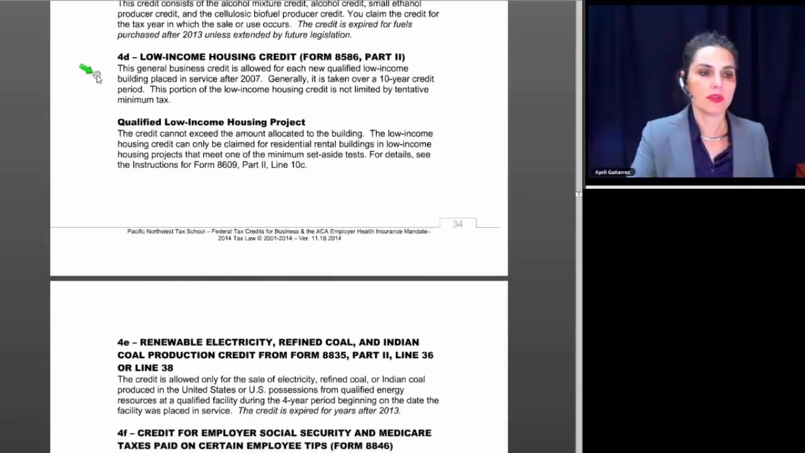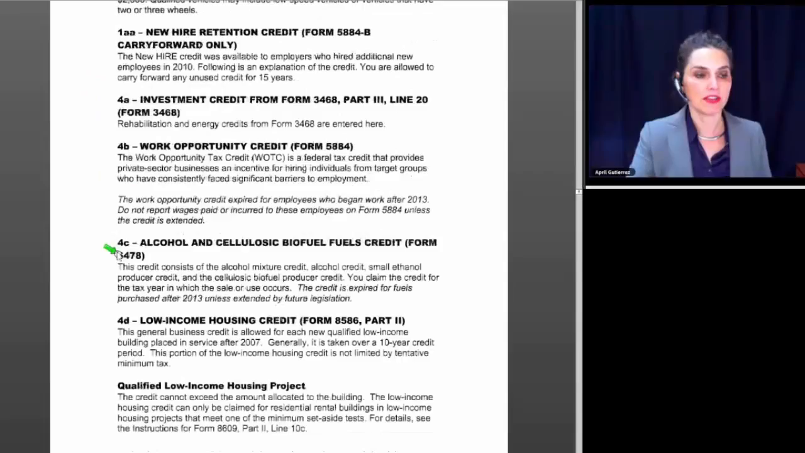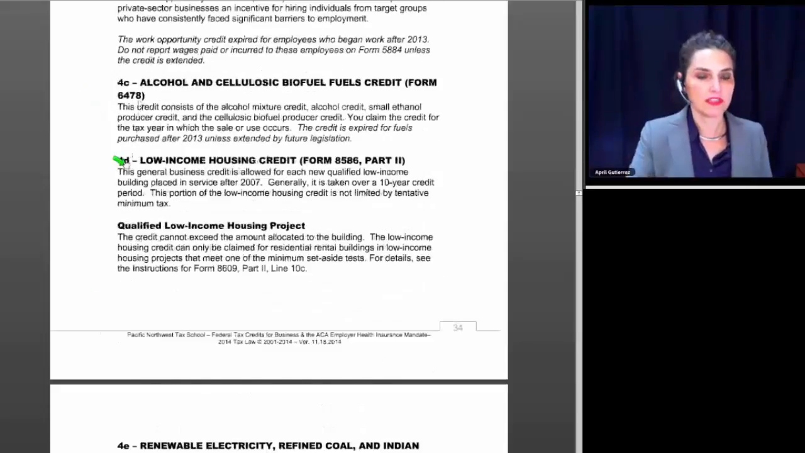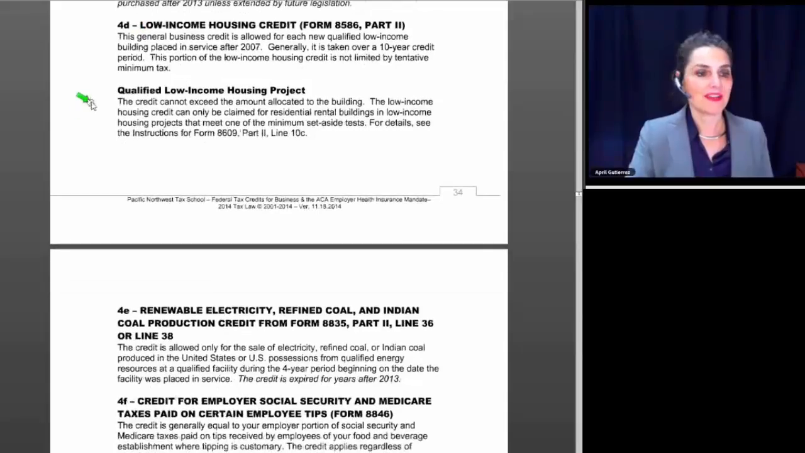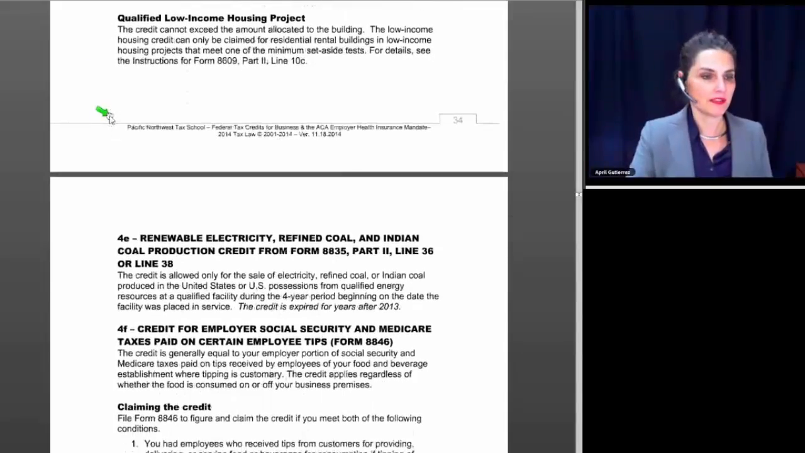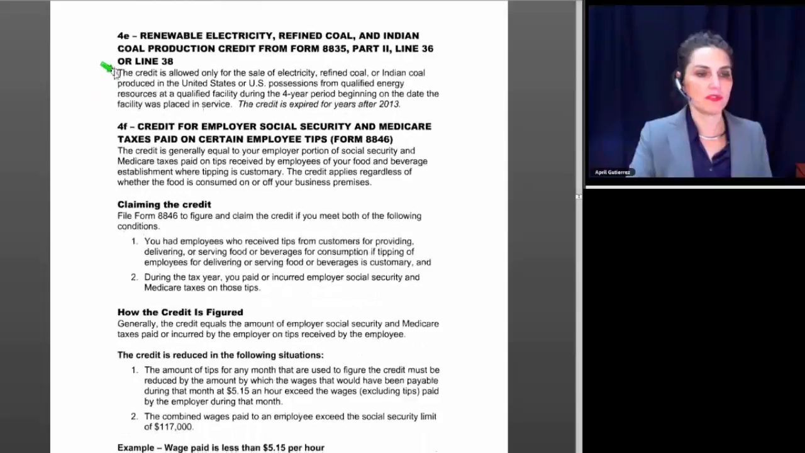We then move on to the low-income housing credit. This general business credit is allowed for each new qualified low-income building that is placed in service after 2010. The credit is generally taken over a 10-year period. The portion of the low-income housing credit is not limited by tentative minimum tax. And you can see actually all of these particular credits that we start on line 4A through 4D that we've covered are not limited by AMT because they're not anywhere on line 1. Qualified low-income housing project. Let's move on to the renewable electricity, refined coal, and Indian coal production credit.